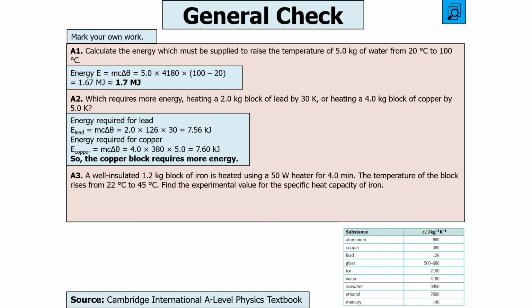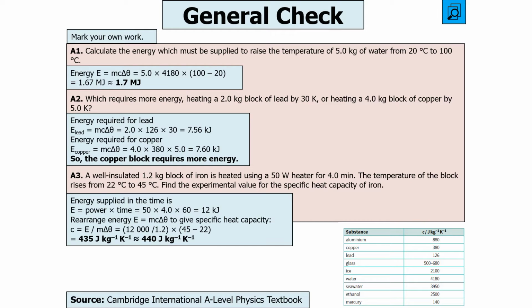Now, in this instance, it's a bit harder because we haven't got energy, but we have got power and time. So energy is power times time, where time is given in seconds, so therefore our energy will be 12 kilojoules. We can then say C equals E over m change in temperature, so therefore when we work it all through, we get about 435 or 440 joules per kilogram per Kelvin.